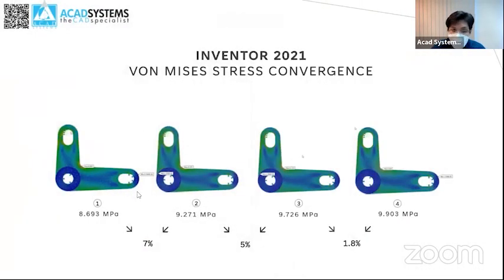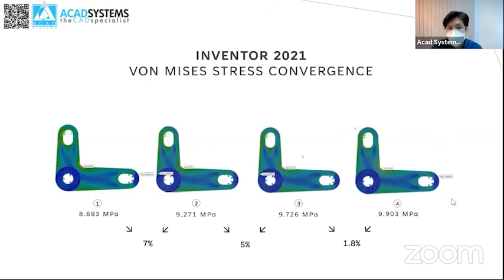If you look, the first analysis, with 1 millimeter mesh sizing, we get a result of 8.693 megapascal maximum stress at this area. And then with the second analysis, we reduce the mesh sizing from 2 millimeter to 1 millimeter, and we get a result of 9.271 megapascal of maximum stress. For the third analysis, we remain the main meshing at 1 millimeter, but we only change the critical area right here to 0.5 millimeter, and then we get a result of 9.726.